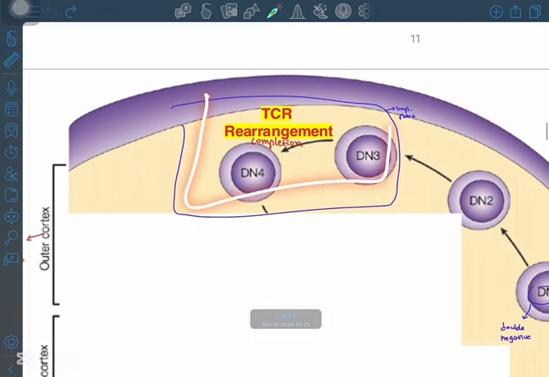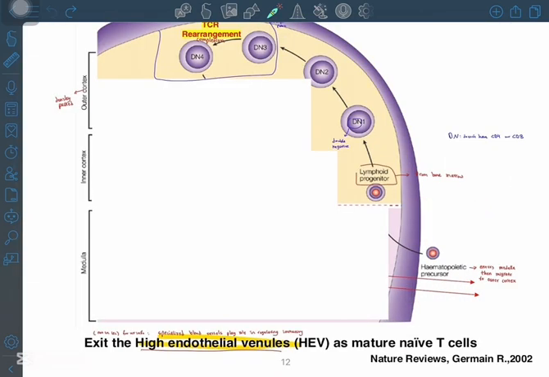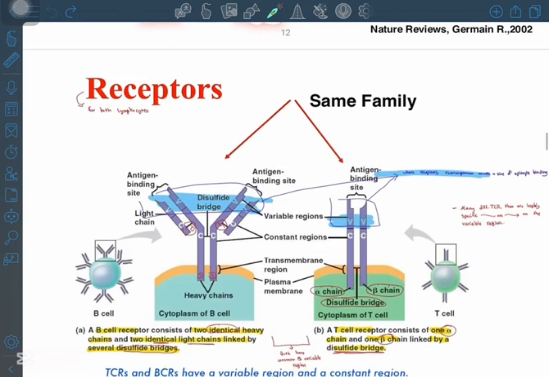And this is the most important part. And remember, all of this is in the thymus, so these T cells are going to exit as mature naive. Okay, and how do they exit? Through what exactly? Through the high endothelial venules.